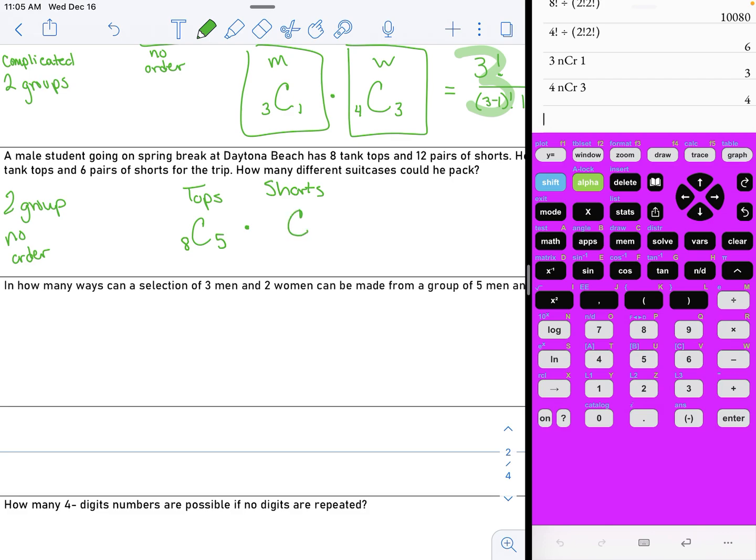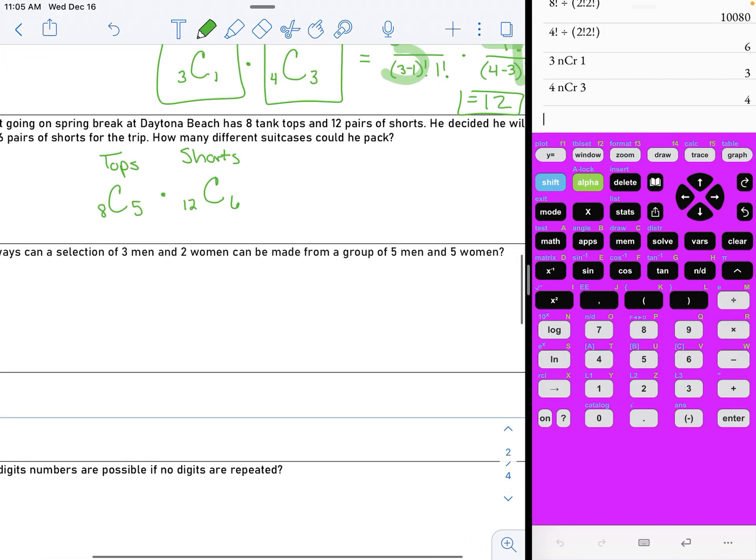So let's see how many shorts he has. He has 12 in his drawer, but he wants to take a group of 6 of them. If you can ever use the word group, you're in combination, not permutation. Now I will set each one up. Fraction for tops, fraction for shorts: 8 factorial for tops, 8 minus 5 factorial on the bottom with an extra 5 factorial. And then for shorts, 12 factorial over 12 minus 6 factorial, and an extra 6 factorial because we're in combination. Permutation would not have these extras, but combination does.